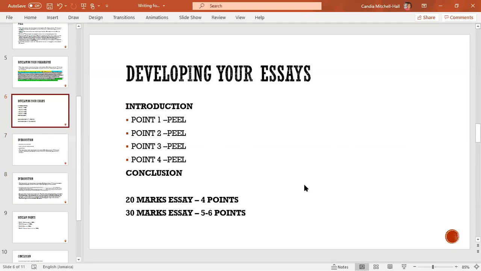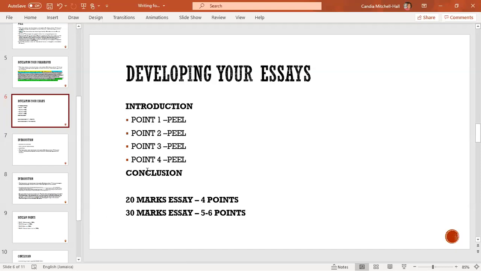Point, examples, explain, link. Third point, cuisine. Point, example, explain, link. Fourth point, recreational activities. Point, examples, explain, link. So that is what I'm going to do for each of my points. Point, PEEL. Point, PEEL. Point, PEEL. Point, PEEL. So if you have up to six points, you're going to PEEL each of these points. Think of an essay like an orange, and you are peeling an orange, okay? So you PEEL for each of these.